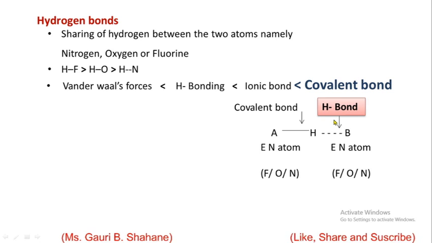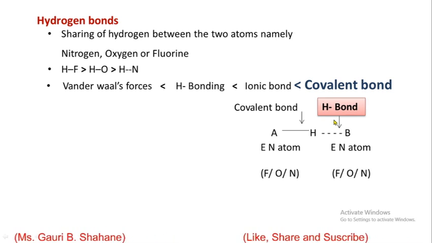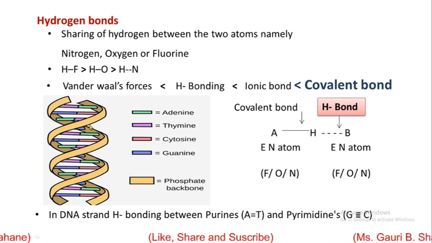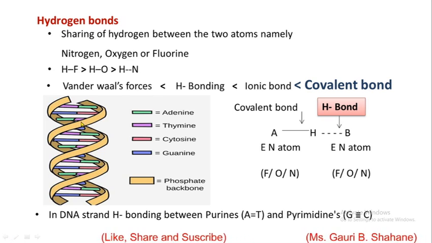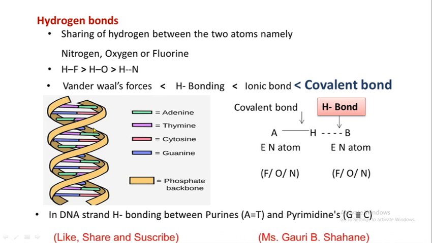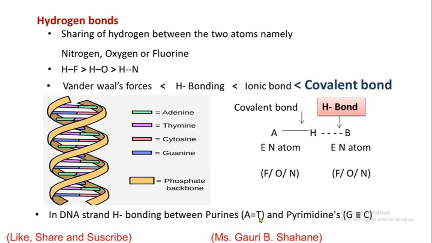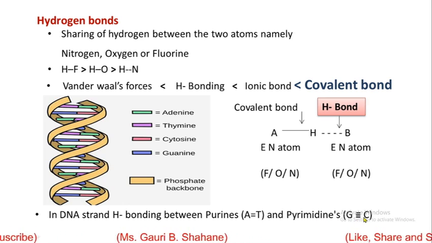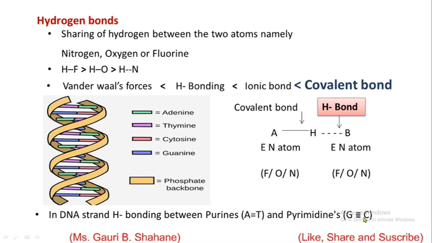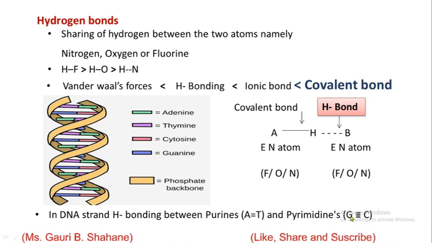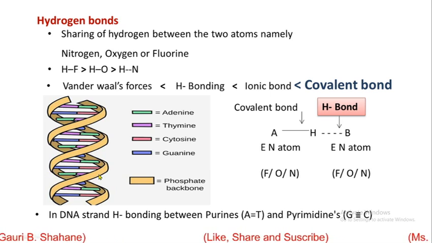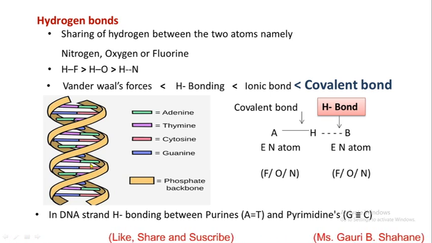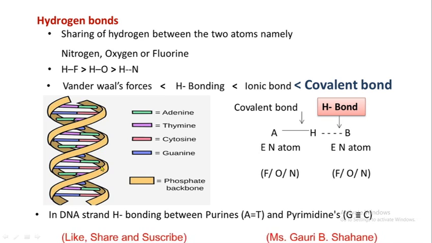Hydrogen bonds are present in various molecules and biomolecules. For example, in the DNA strand, the hydrogen bonding between purine and pyrimidine is the main force keeping the two strands of DNA together. Adenine pairs with thymine with two hydrogen bonds, while guanine is paired with cytosine with three hydrogen bonds. We know that the hydrogen bond is a weaker bond, but still it keeps two strands of DNA together because in a single DNA molecule many hydrogen bonds are present. That's why it keeps two strands of DNA together.